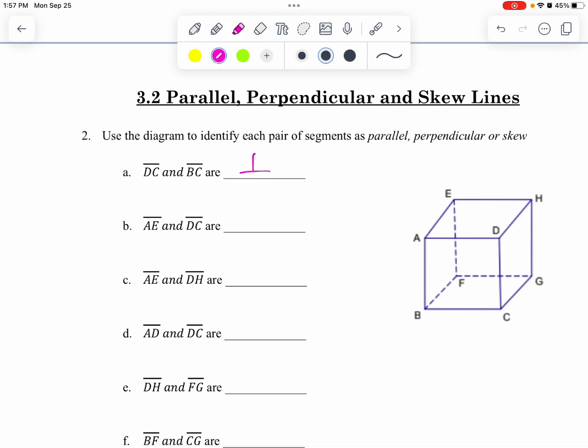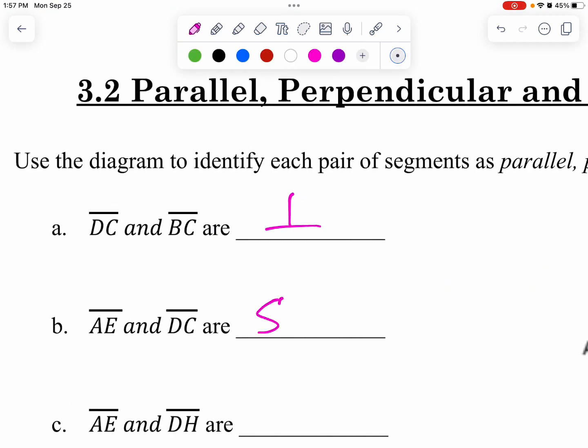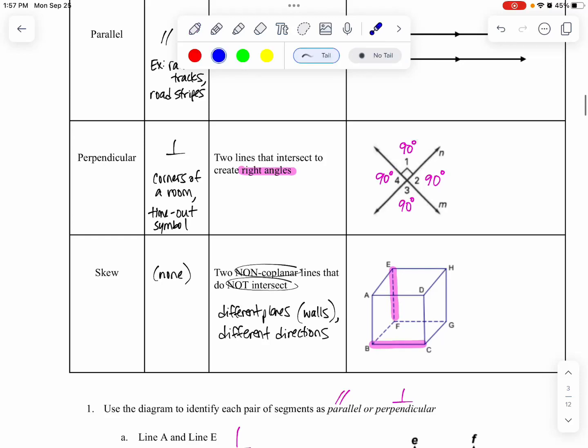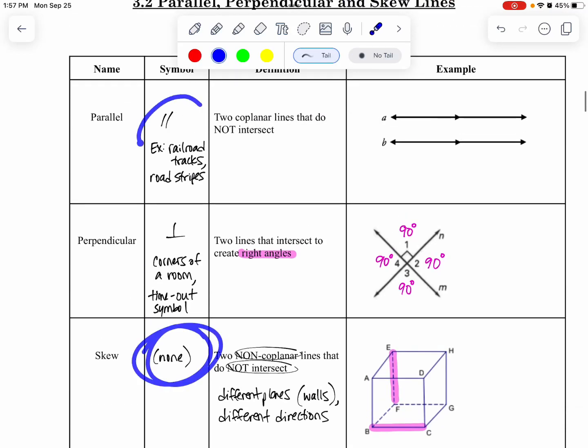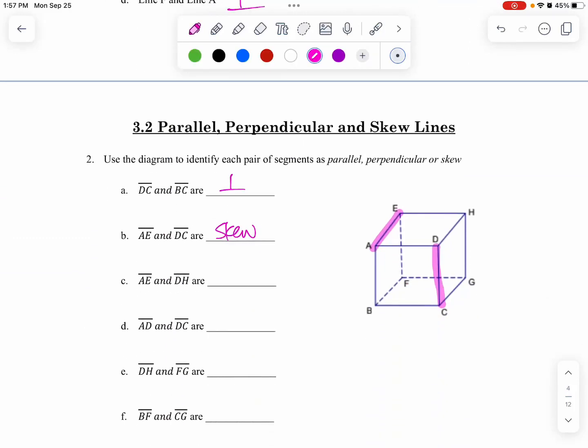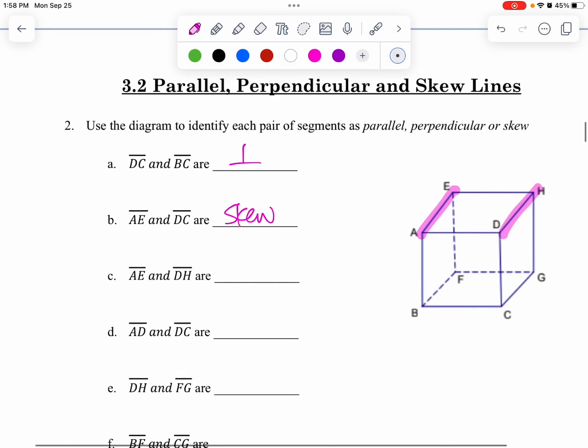AE and DC. Here's AE, here's DC. Those are different planes, different directions. I believe those are skew. Remember, we don't have a symbol for skew like we do for parallel and perpendicular, so I'm just writing the word skew. AE and DH, let me erase this. Here's AE, here's DH. Do you see how those are parallel? They're going same direction, same plane. I'm going to use my symbol for parallel.